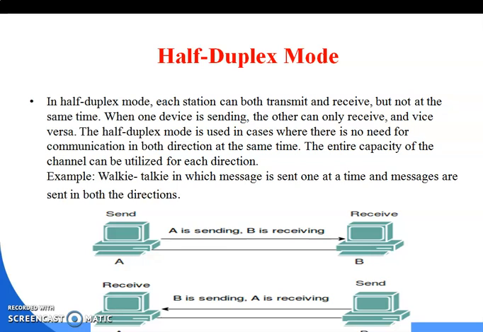Clear? So the best example is the walkie-talkie. In a walkie-talkie, when one person starts to send the data, the other person only receives the data. At the same time, he or she is not able to talk to the other person. This is a one-way communication at a time. So the best example is the walkie-talkie, in which messages are sent one at a time, and messages can be sent in both directions. That is the half duplex mode.